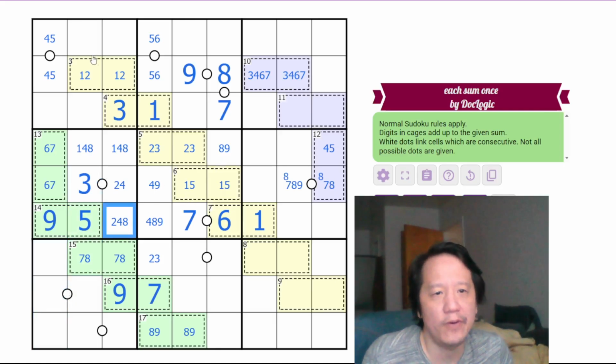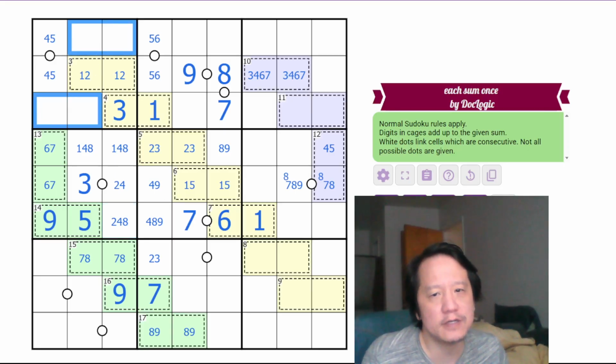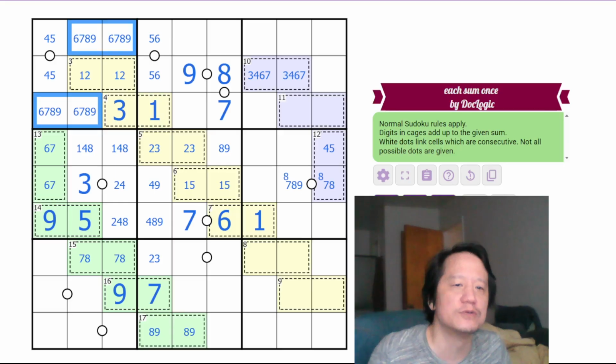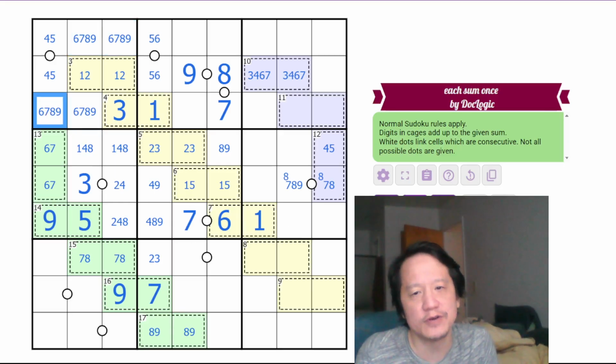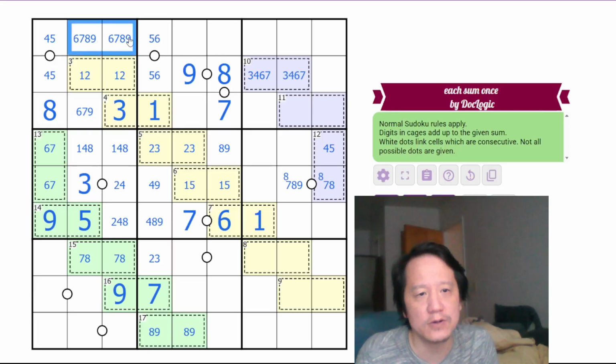Okay. Remaining digits in this upper left-hand box are 6 through 9. No 6, 7, or 9 here because of the 9 and the 6, 7 pair in the column. So that's 8. That means 8 cannot be here or any of these. 9 eliminates 9 here. This 7 eliminates 7 there.